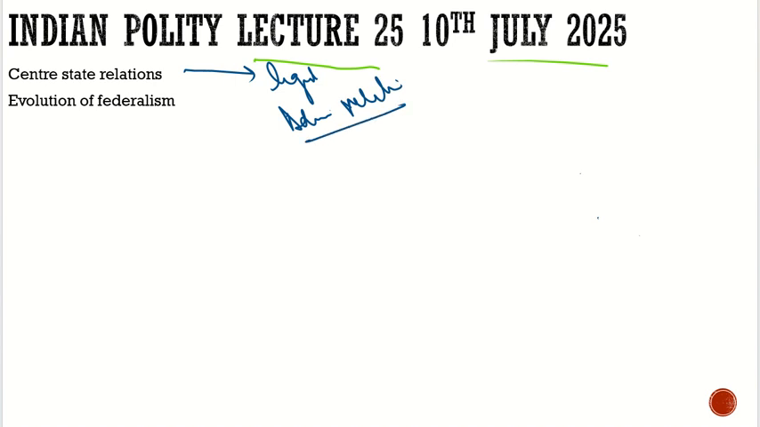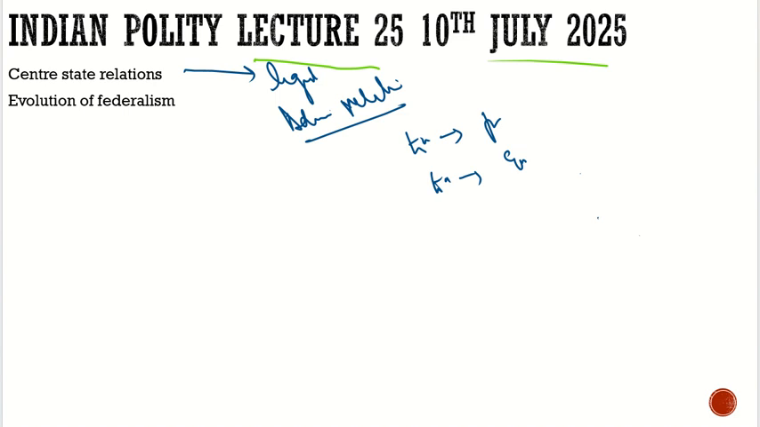With respect to the administrative relations, or we can say executive relations, it is very much important for you to understand one thing. At the union, executive powers lie with the president, and at the state, executive powers lie with the governor. So how do you need to understand it?